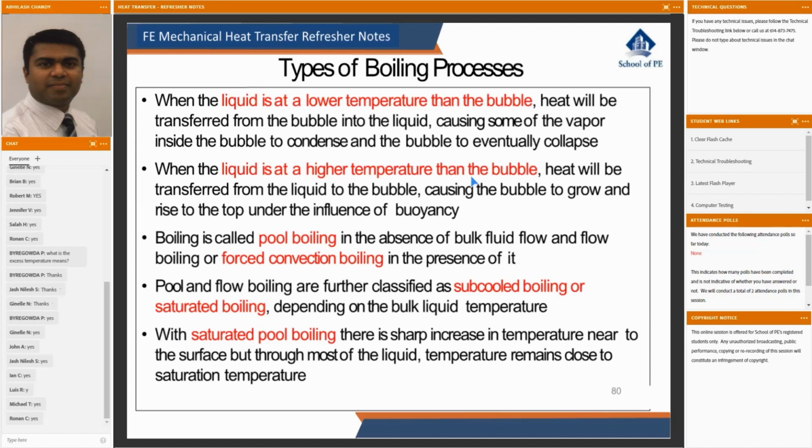When you start heating a container filled with water, bubbles will eventually be formed on the bottom surface and then they'll eventually rise. Why does that happen? Because of this process. This is all pool boiling, where if the liquid is at a lower temperature than the bubble, the bubble will condense. If the liquid is at a higher temperature than the bubble, it will expand and rise up. Boiling is called pool boiling in the absence of bulk fluid flow, and flow boiling, or forced convection boiling, in the presence of it.